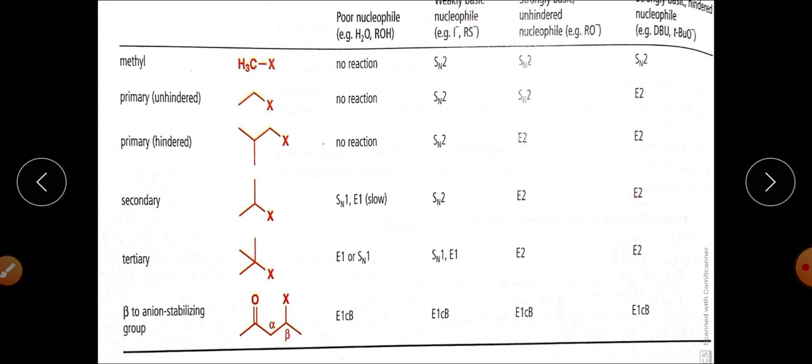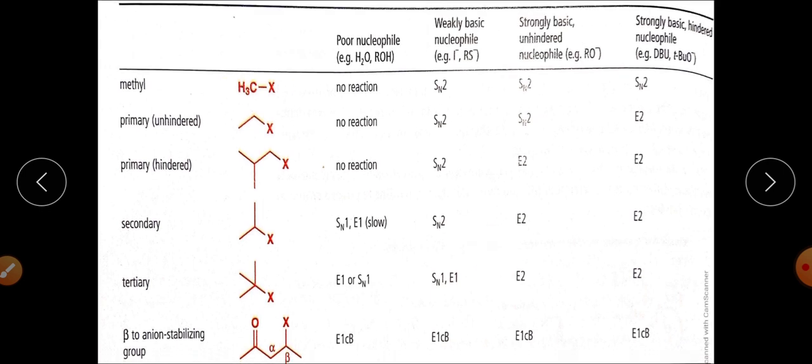When we talk about the tertiary, you are having a tertiary substrate, at that time both E1 and SN1 reaction can happen. That will further depend upon the different kind of the conditions we have studied earlier. And here you can clearly see that at weakly basic condition SN1 and E1 both can happen. Under strongly basic condition you are having E2 reaction, and the same reaction will be followed in case of hindered nucleophile, that is tert butoxide, for example.